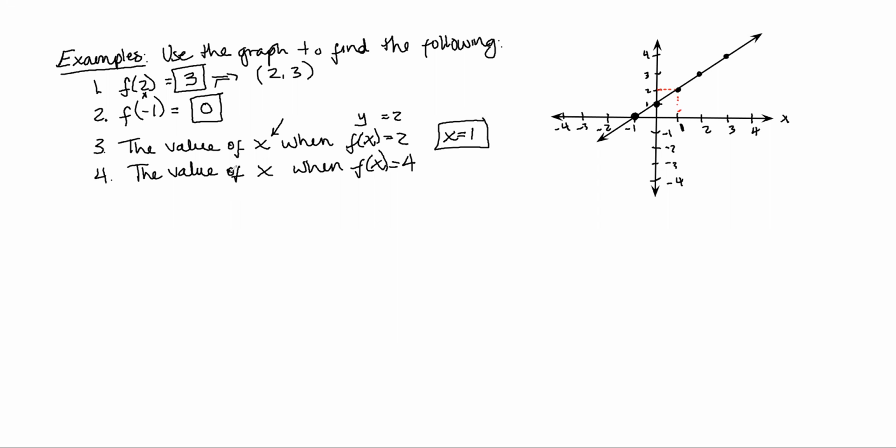All right, so then for this last one, again, we're looking for the value of x when f of x or y is equal to 4. Well, if we go to where y is equal to 4, that's going to be up here. And then the value of x at this point is 3. So the value of x is 3.